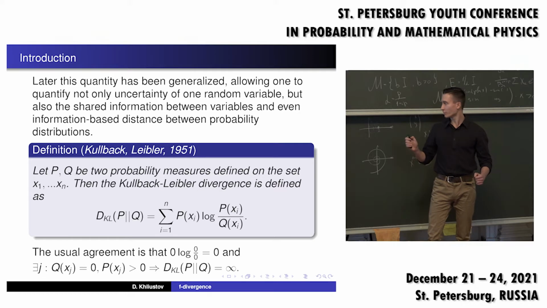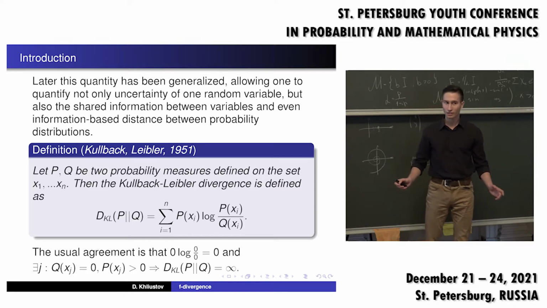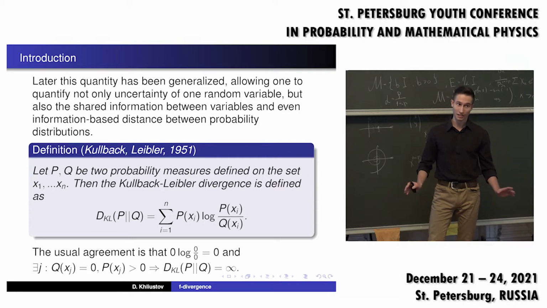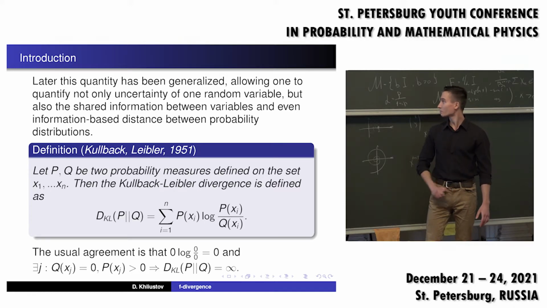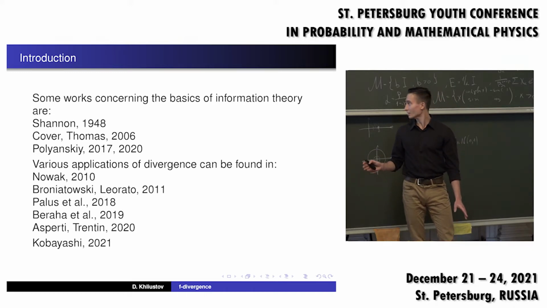The second important definition is the Kullback-Leibler divergence. In the original work, it was stated for a much more general case, but the definition will involve Radon-Nikodym derivatives, and so I omitted it. Usually, when we give such definitions, we use the following agreements, which govern special cases. So the sums are not infinite and are well defined in most cases. Some works concerning these notions and applications are listed here.